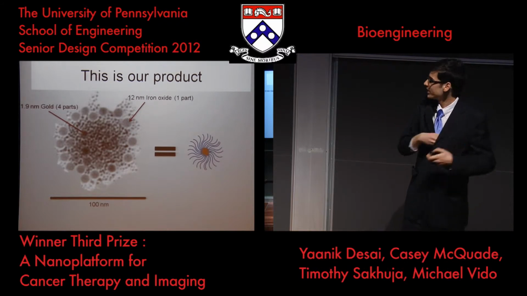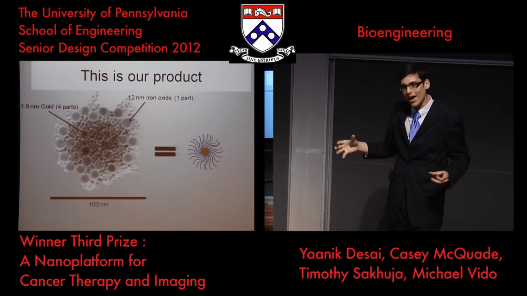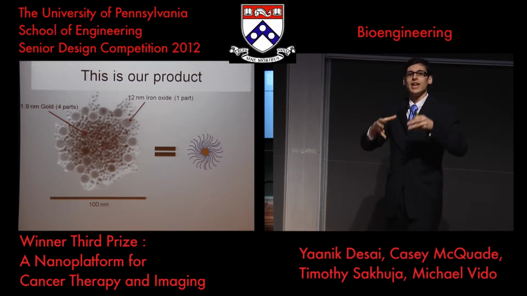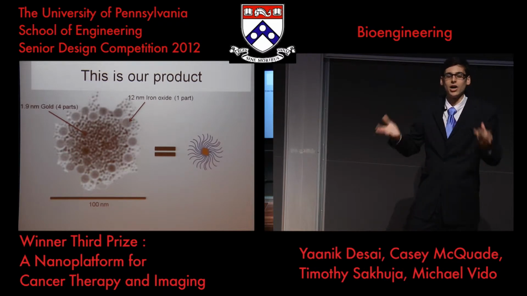So we settled on a ratio of gold to iron oxide in our micelles at 4:1 because we want to be able to pack a lot of gold in there because our primary concern is getting this therapeutic enhancement effect. But we wanted to have enough iron oxide to see the contrast effect.